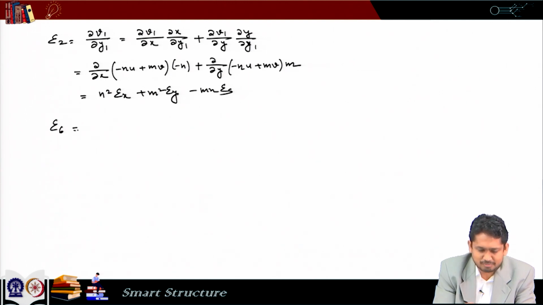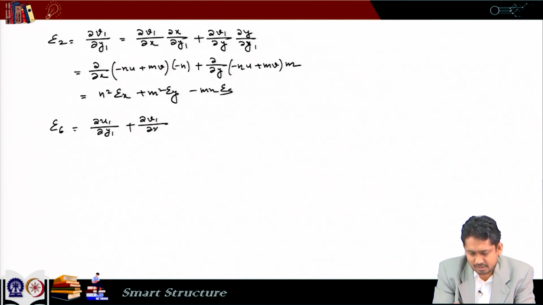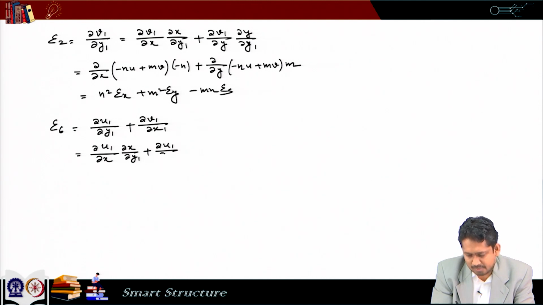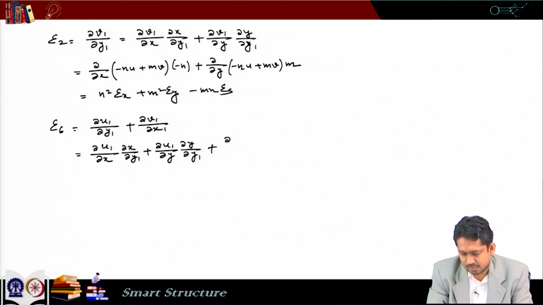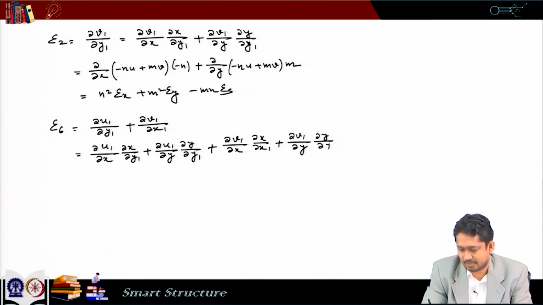Now, our job is to transform epsilon s. So, epsilon s by this definition would be del u1 by del y1 plus del v1 by del x1, and we have del u1 by del x multiplied by del x by del y1 plus del u1 by del y multiplied by del y by del y1 plus we have del v1 by del x multiplied by del x by del x1 plus we have del v1 by del y multiplied by del y by del y1.